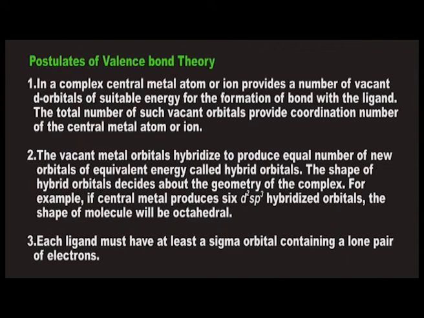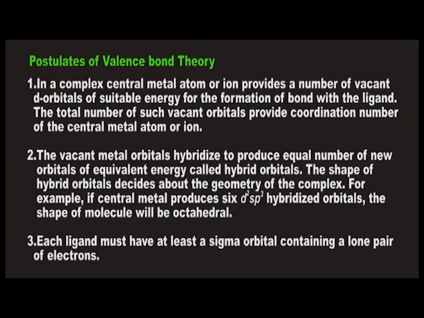Now, let's begin with the postulates of valence bond theory. The first postulate is, in a complex, the central metal atom or ion provides a number of vacant d orbitals of suitable energy for the formation of bonds with the ligands. The total number of such vacant orbitals gives the coordination number of the central metal atom or ion.